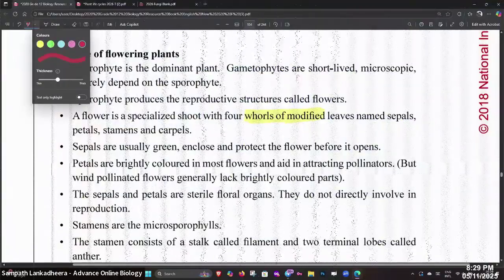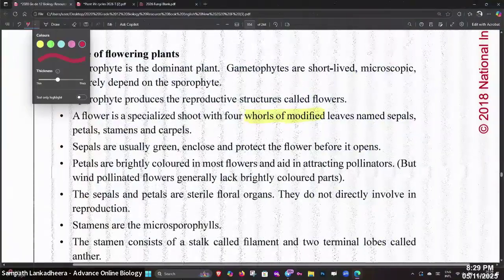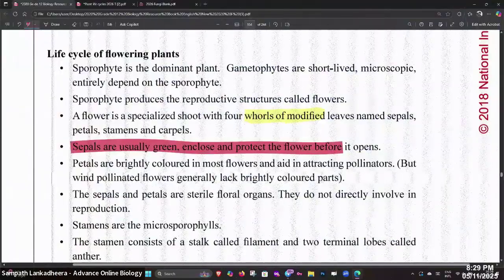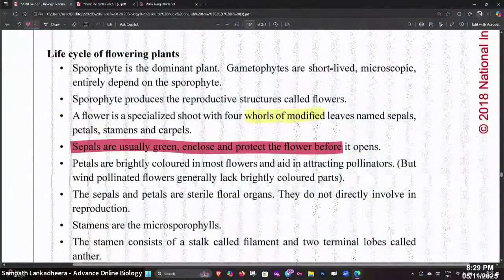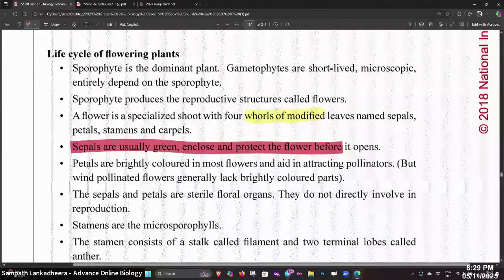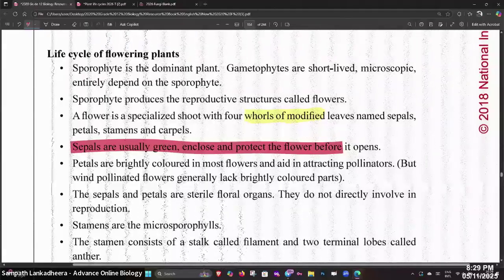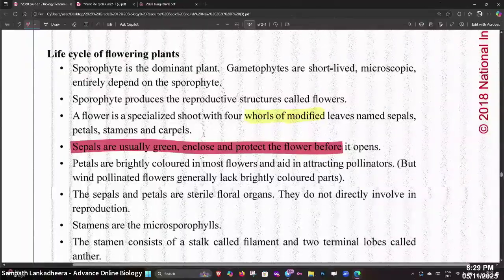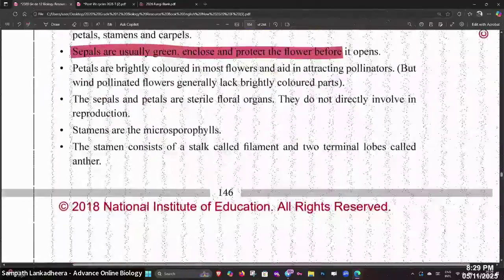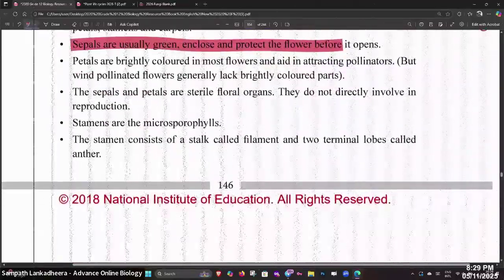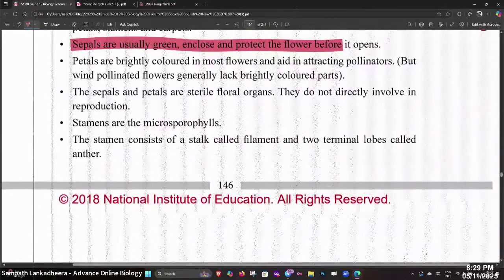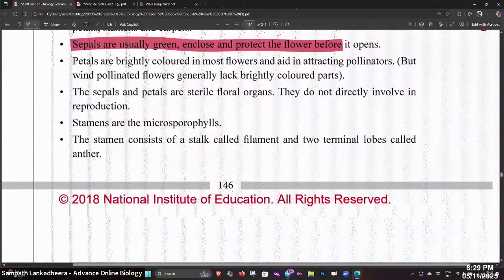Sepals are usually green in color and protect the flower before it opens. So the job of the sepal is to give protection. Petals are brightly colored in most flowers and aid in attracting pollinators. Wind-pollinated flowers are not that brightly colored. These sepals and petals are sterile floral organs.